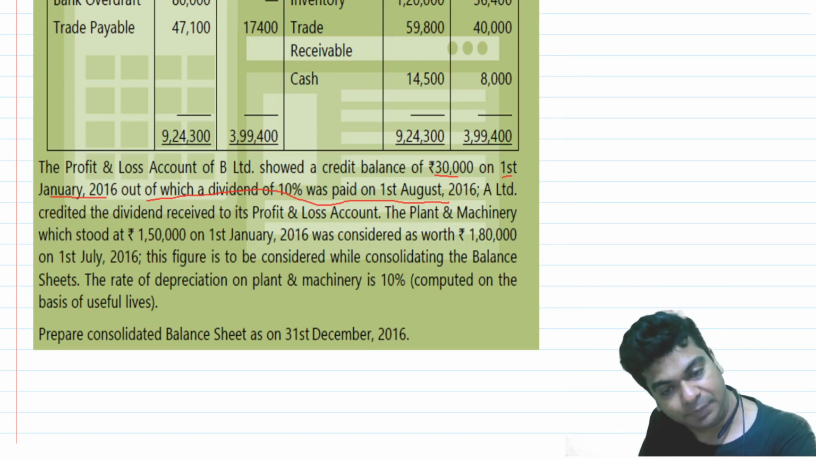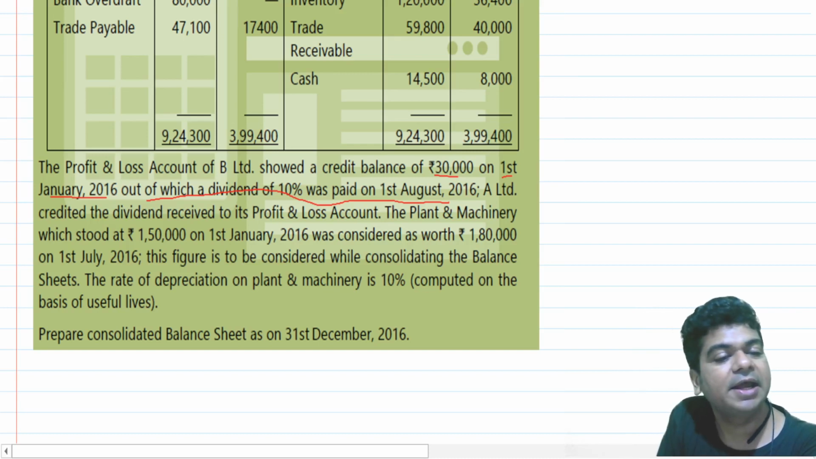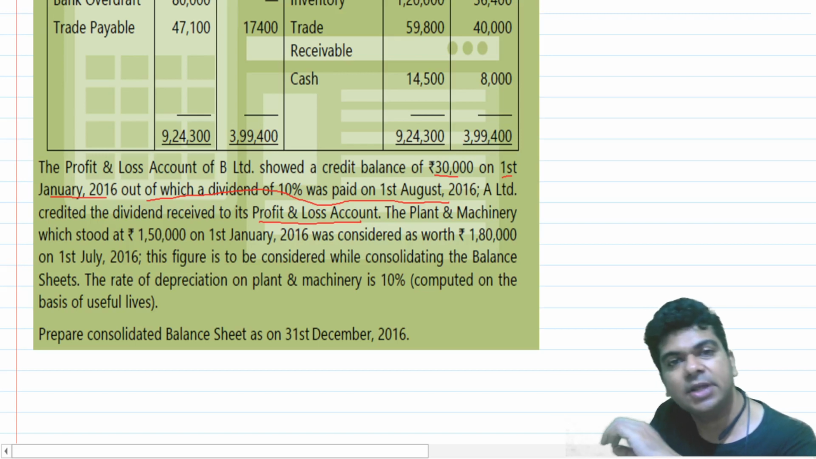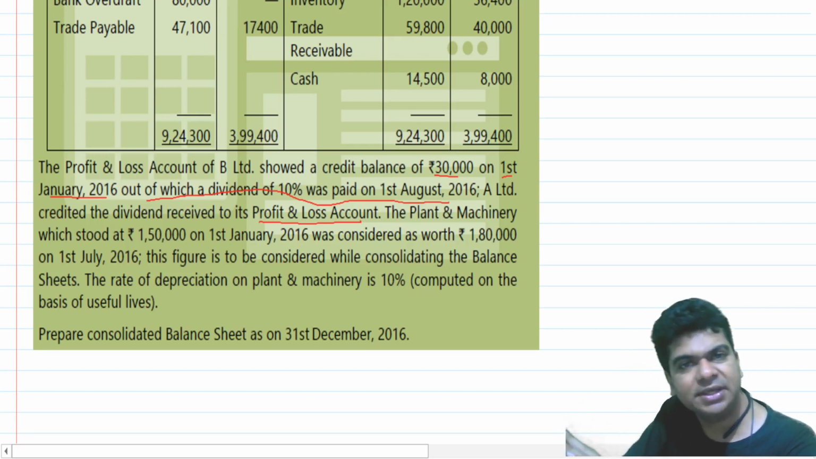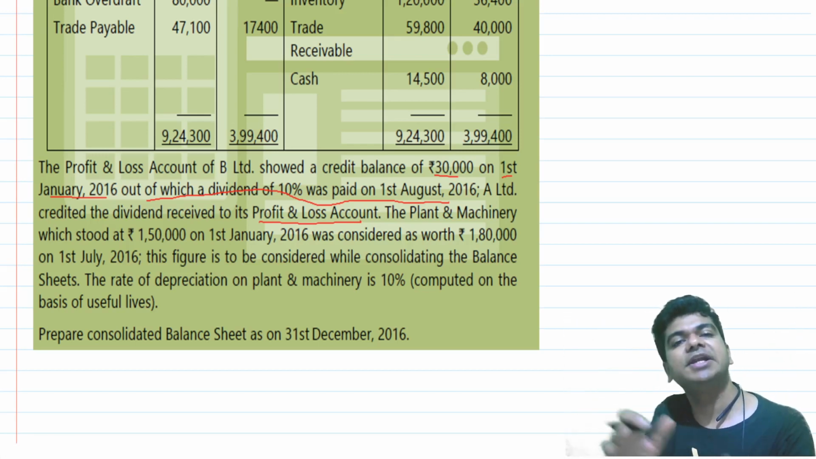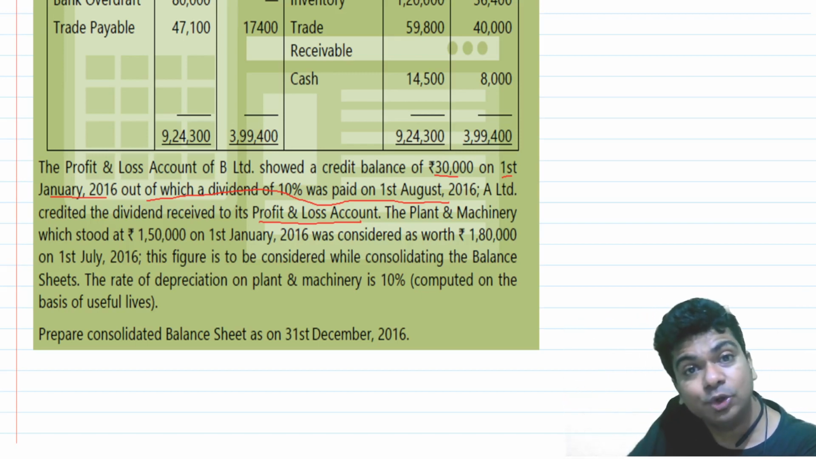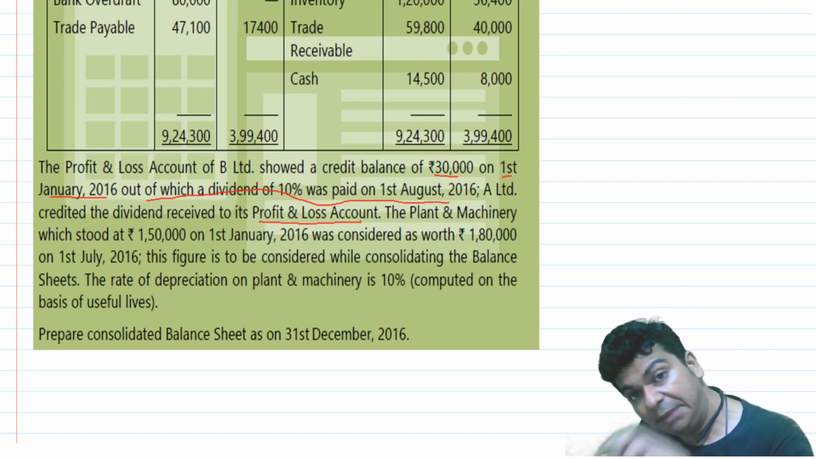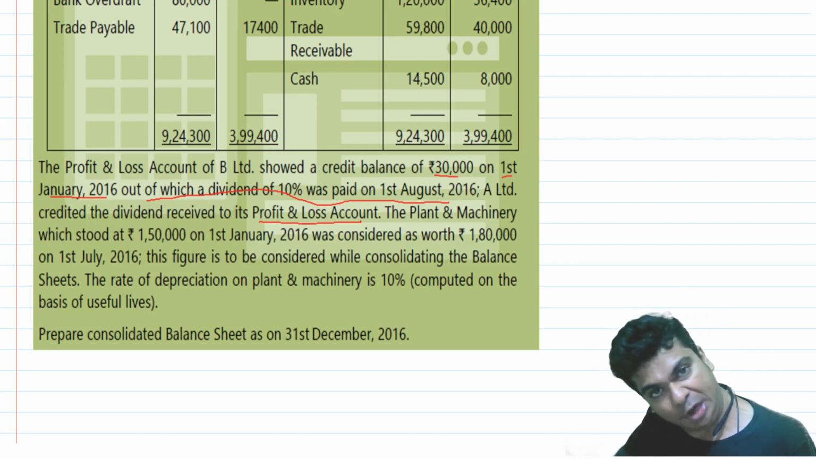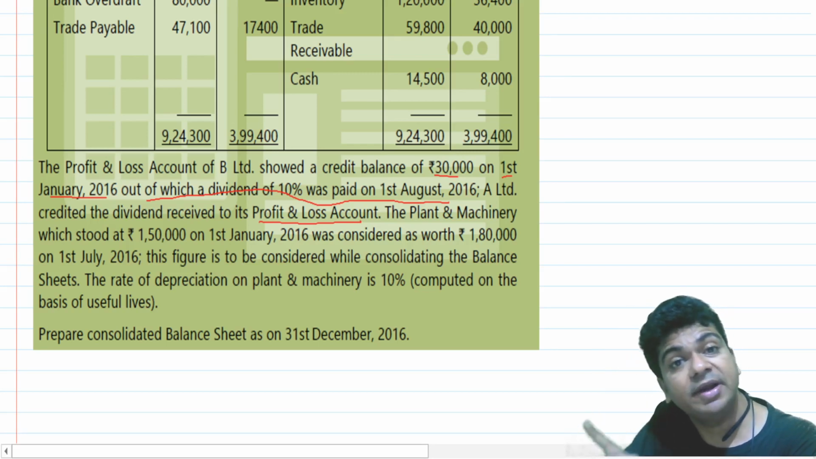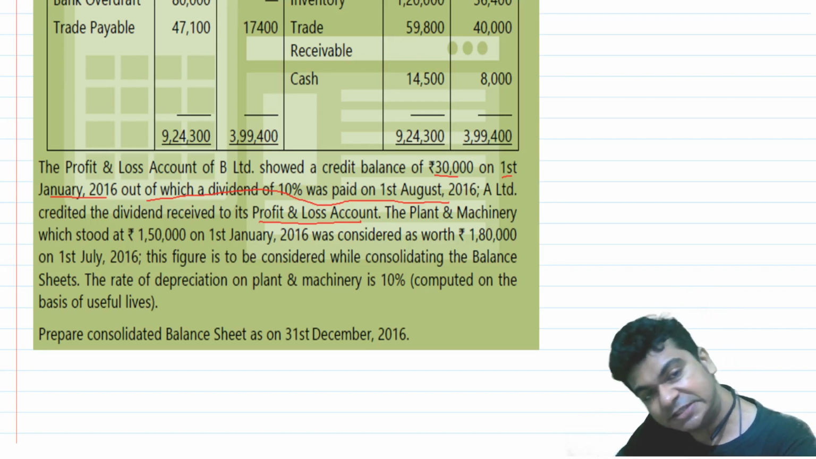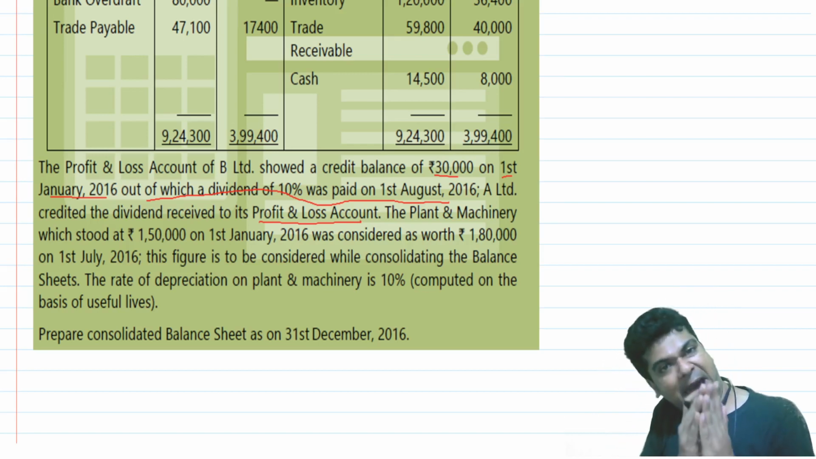Now what have they done? They are saying that A Limited credited the dividend received to its profit and loss account. You know, this is the natural tendency. The normal tendency is, even in the trial balance also, if you will see dividend received, you will like to credit it to the P&L, and that is what the parent has done. Remember, it is wrong. Pre-acquisition dividend is not an income. Pre-acquisition dividend is a recovery of cost. It should be credited to investment account. So the parent has committed a mistake. It has wrongly credited the P&L.